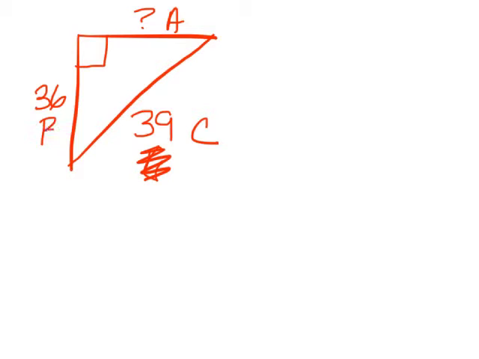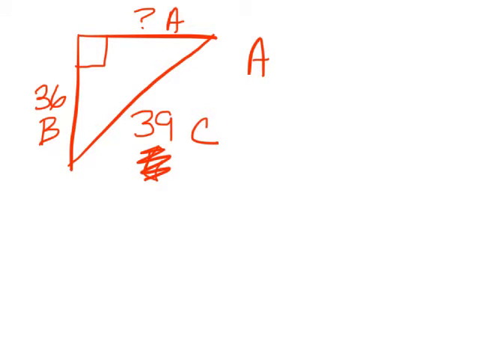Here's another example. In this case, we have a right triangle in which we know the hypotenuse is 39 and this side is 36, but you're missing one of the legs. And what you do is use a different variation of the Pythagorean theorem. Remember, this is C. That's an awful looking C. This is C, and you can call this A, and you can call this B.